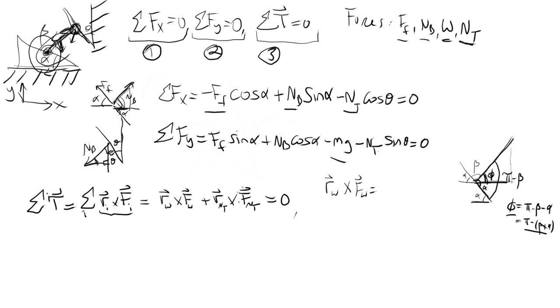Just knowing that you have this information is really important. Okay, so now we can describe what RW is. RW is L over 2. I go L over 2 along the length of this rod times the cosine of phi in the x direction plus the sine of phi in the y direction. That's the vector that gets me to where the weight force is acting.